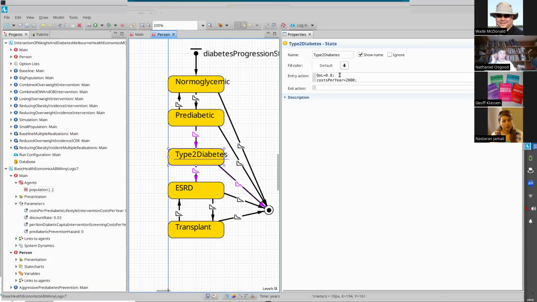For type 2 diabetics, the quality of life drops further, and the cost per year that they spend in the state is up to $2,000. So what that means is if there's an individual who's in that state for a year's time, $2,000 of cost will be imposed on the system. If they spend another year, another $2,000. So this is a state-based cost in the terminology of activity-based costing.